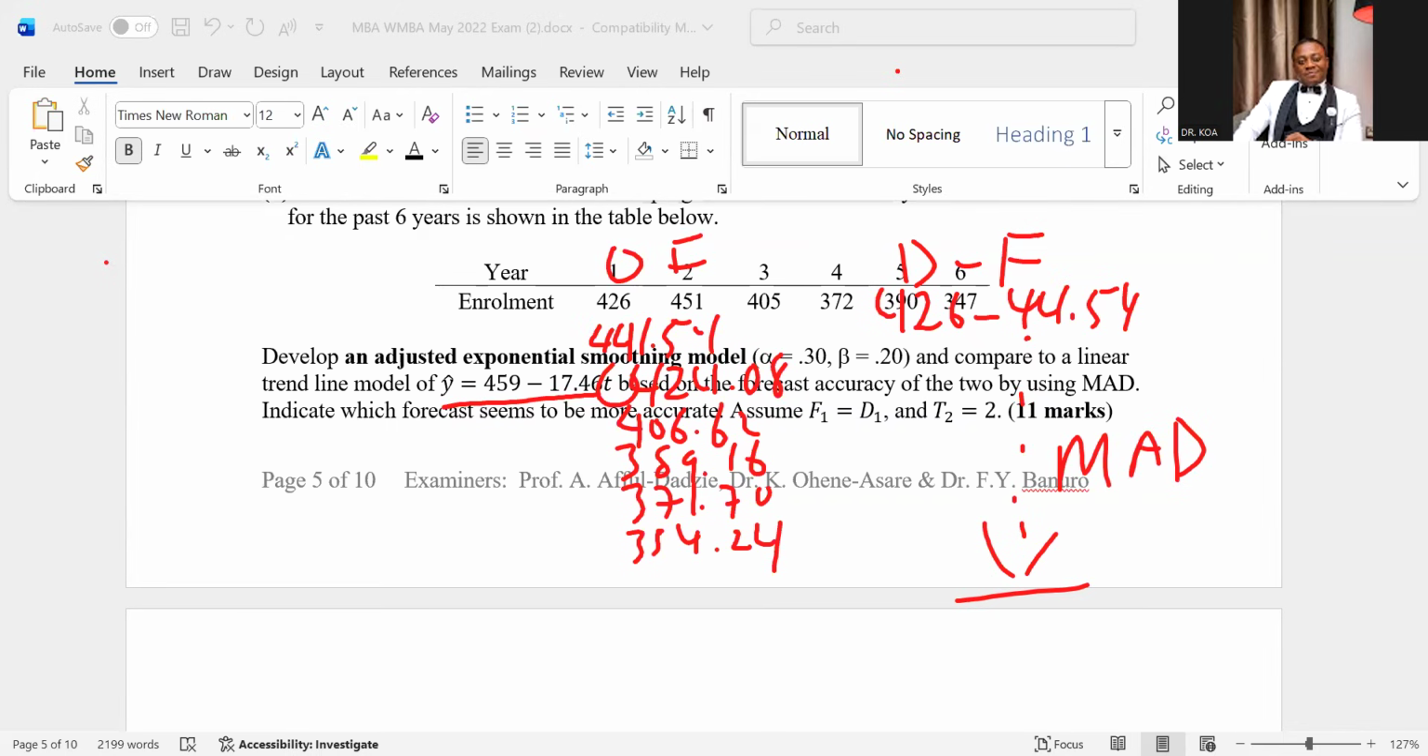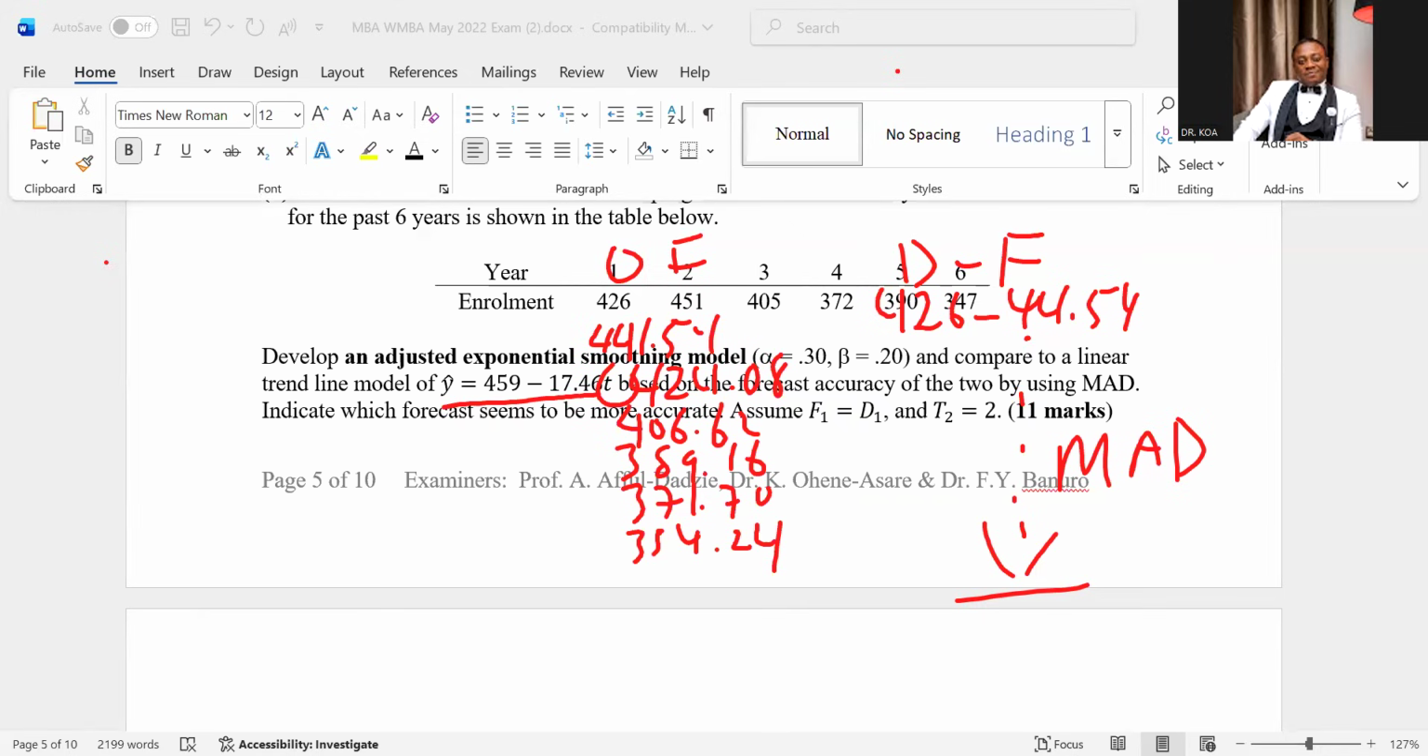I don't want to take much time. Time is gone. So please, where's the 126 coming from? Okay, it's 426. I see 126. There is no 126 here. What's that calculation for? The 426 minus 441.54. What's this calculation? Discuss among yourselves. Check the first figure.